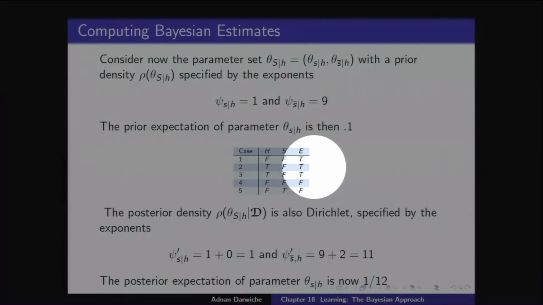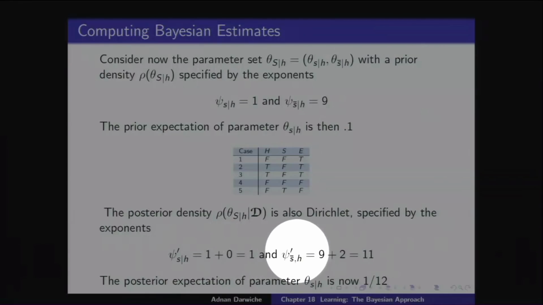Now, here's the data set. I have this data set. It has 5 examples. It's a complete data set. Look at H, S, and E. They're all fully specified. The posterior density is also Dirichlet according to our previous result, and it's specified by the following exponents. What do I do here? SH, if you look at the prior, that was 1, and then I add how many times did I see SH in the data set. Actually, if you look here, true, none of them. So that's a 0. So that stays at 1.